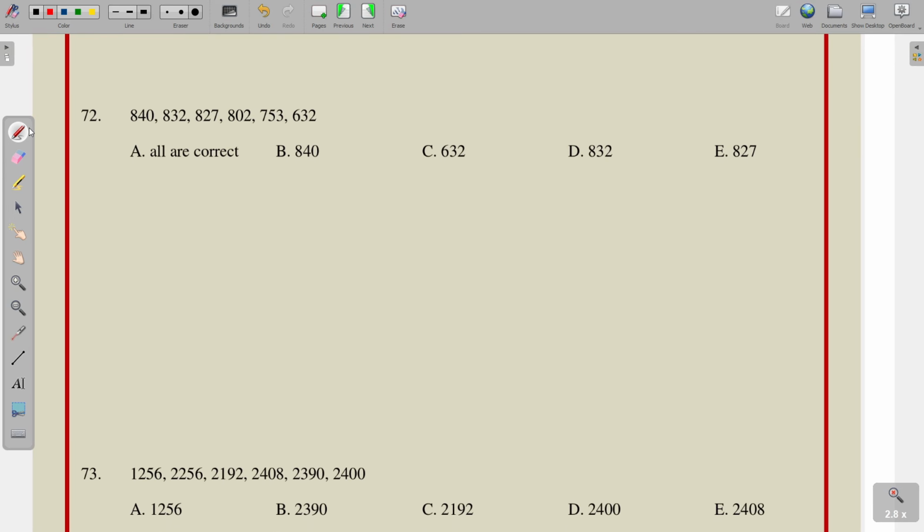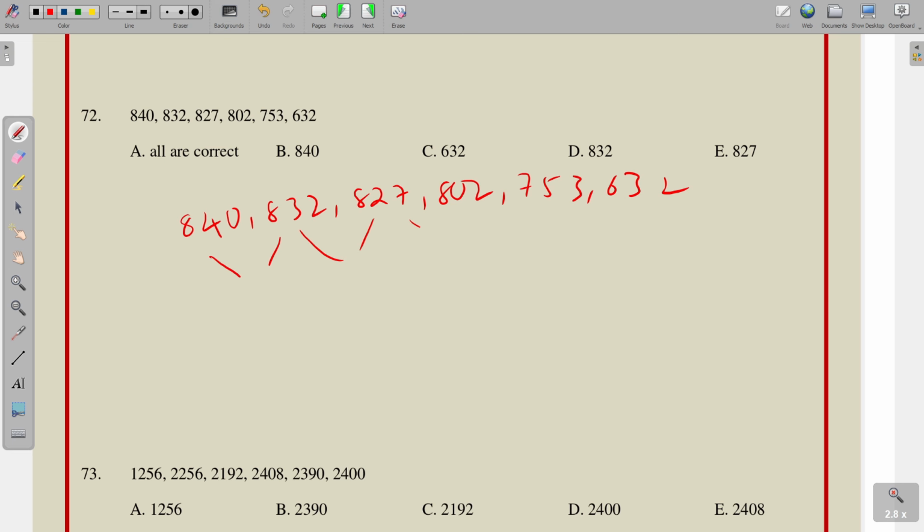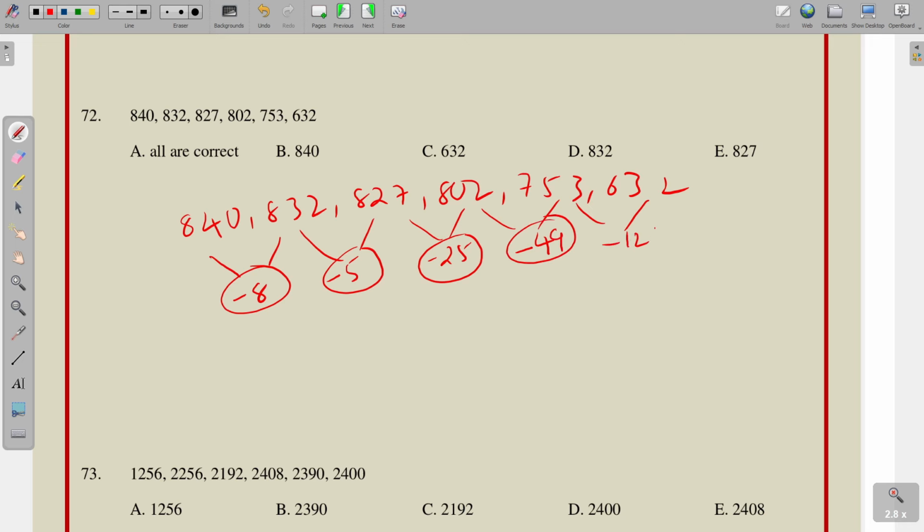It is also a small series: 840, 832, 827, 802, 753, 632. It is a small decreasing series, so now we use the logic of differences. The difference of this one is minus 8. For this, the difference is minus 5. For this, minus 25. For this, minus 49. For this, minus 121.